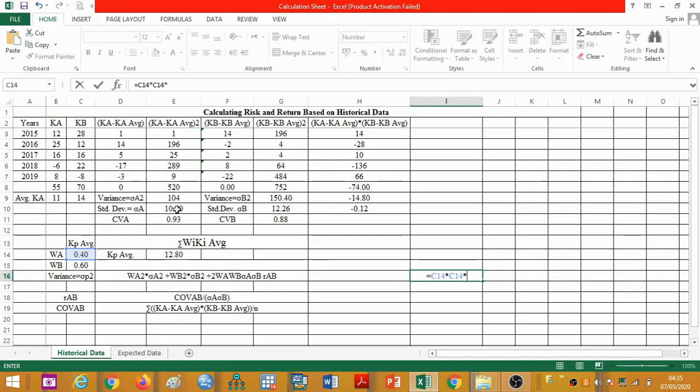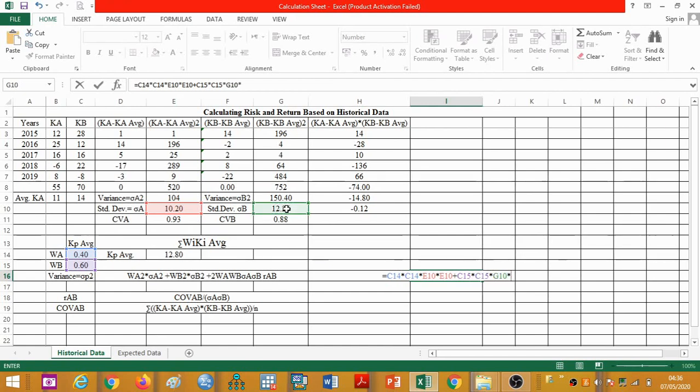So we need to multiply the standard deviation twice as well, or we can take the variance value, but I use the standard deviation because sometimes you are only given the standard deviation, so you need to know that we need to use the square value of the standard deviation. So I'll do it twice, this, and then multiply again with the same value. Let's do it quickly. Plus the WB square, so again 2 times, and multiply by the standard deviation of B security.